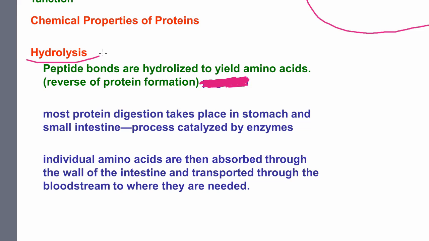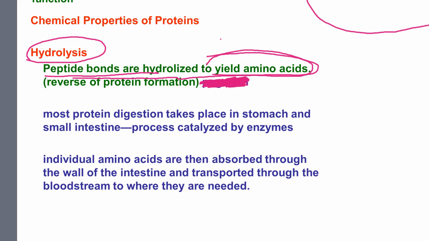Anyway, hydrolysis. Proteins undergo hydrolysis, but it's only the primary structure. It's those peptide bonds that are hydrolyzed to yield amino acids. Remember, those peptide bonds are amide bonds, okay? And we know that amide bonds are hydrolyzed. Well, it's the same with the proteins. The peptide bonds are hydrolyzed in order to yield the free amino acids. So really this is the reverse of protein formation.